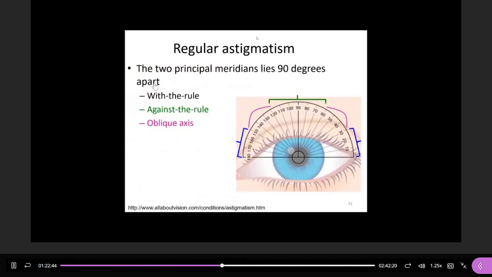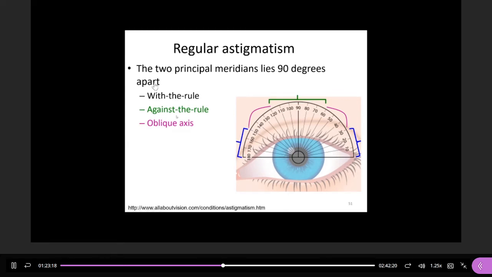So here, let's talk about with the rule and against the rule. There are two principal meridians lying at 90 degrees to each other; we call this regular astigmatism. So what is with the rule? With the rule is horizontal. I always use my hand. So this is 0 to 30 and 180 to 150. We call this with the rule.